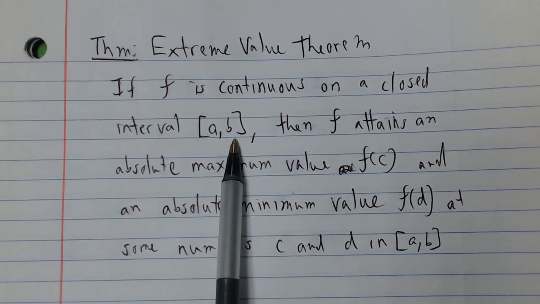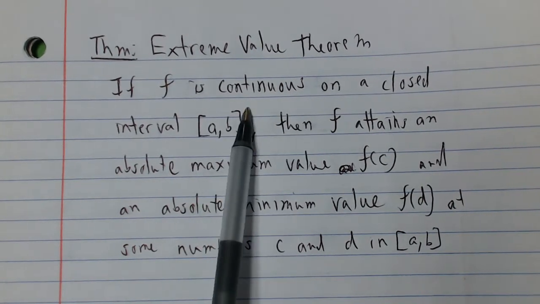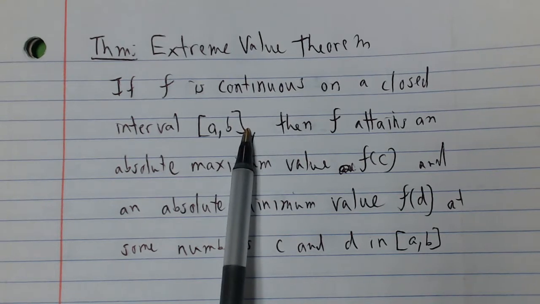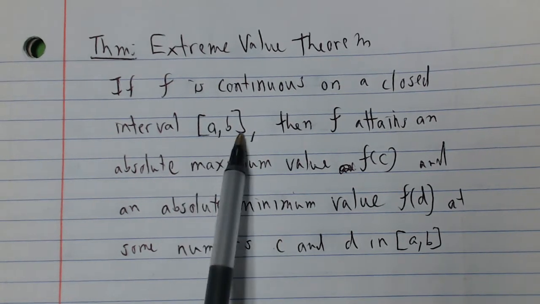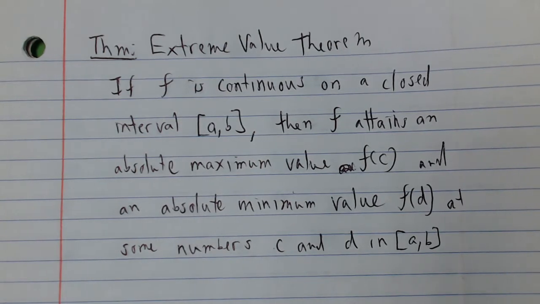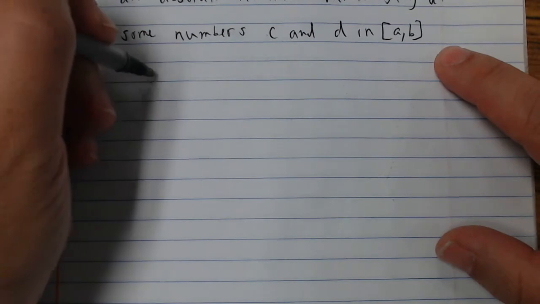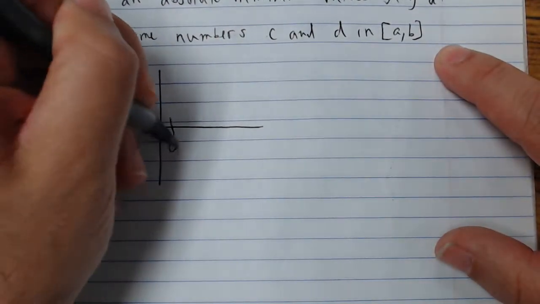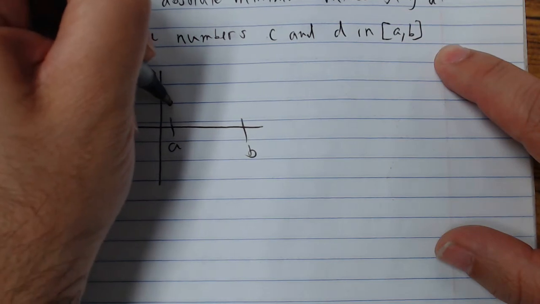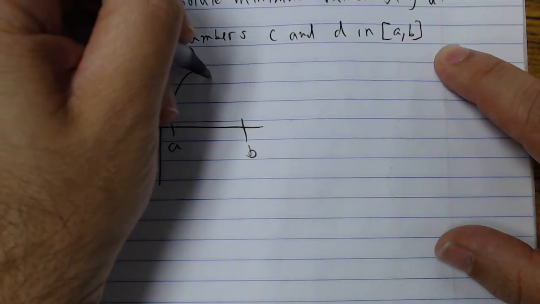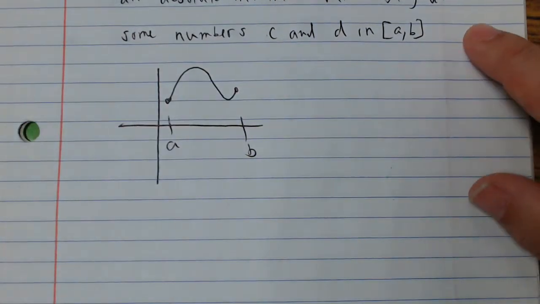So what the extreme value theorem is saying is, if your function is continuous on the closed interval from A to B, then you're guaranteed to have an absolute maximum and absolute minimum in that closed interval. So think of it this way. If I have, let me draw a couple of pictures. If I have something like this, from A to B, and I draw this picture, what do you notice?